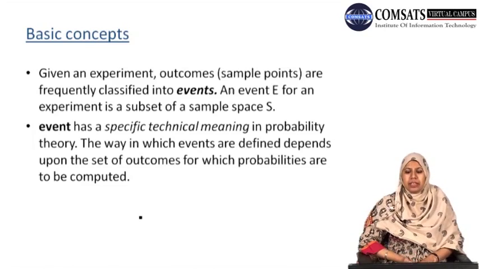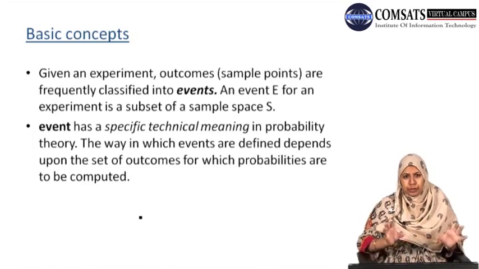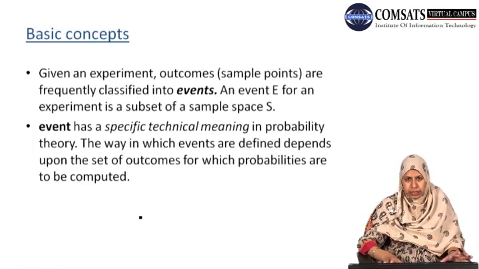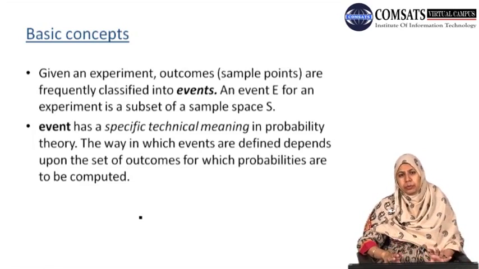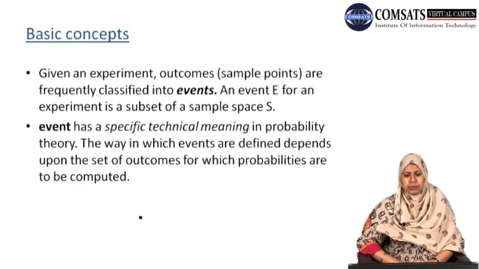Which means that an event E, denoted by capital E, for an experiment is nothing but a subset of our sample space S. We have grouped our outcomes from the sample space satisfying some particular property, and that group, a subset of our sample space, is called an event. Event has a specific technical meaning in probability theory. The way in which events are defined depends upon the set of outcomes for which probabilities are to be computed.